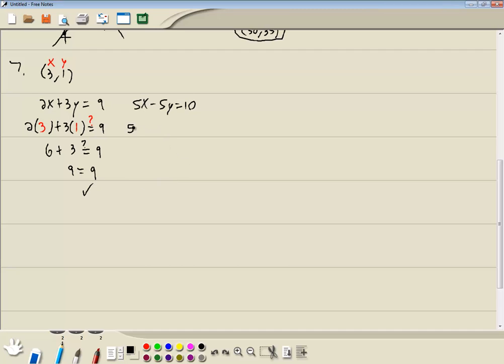We'll do the same thing on this other one. Go through, replace your variables with parentheses. We just said x is 3 and y is 1, and this is a question mark. 5 times 3 is 15, minus 5, wondering if that's equal to 10. And 15 minus 5 is 10, so we get 10 is equal to 10. So that checks. So our answer is 3, 1.